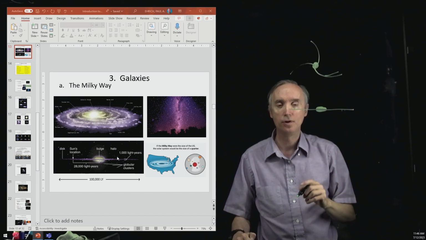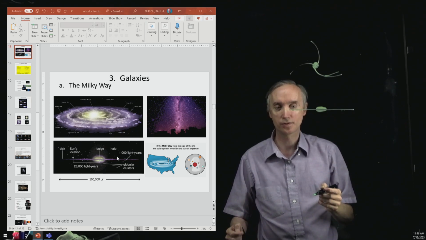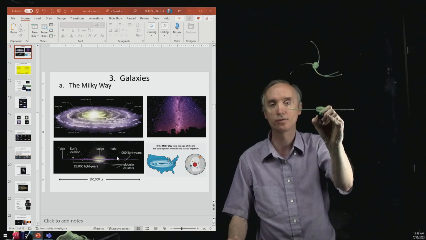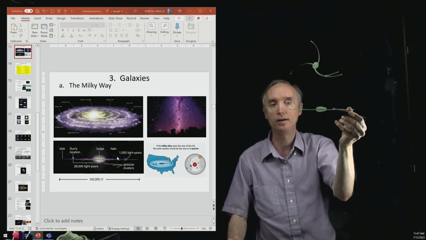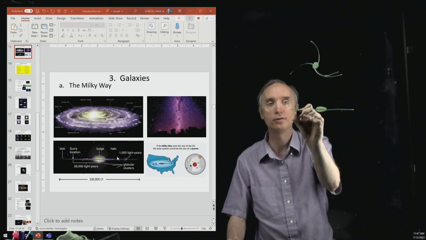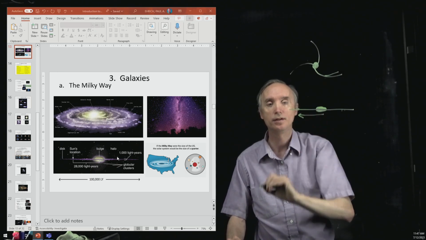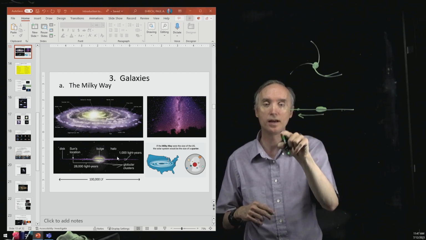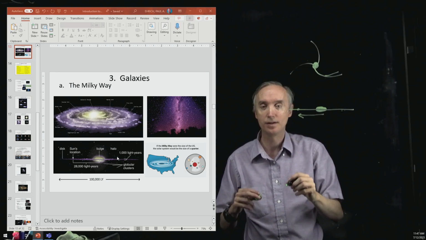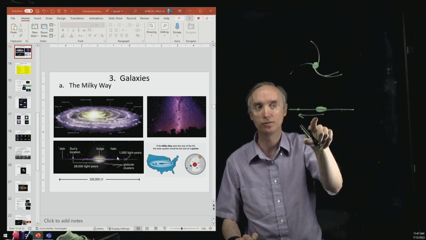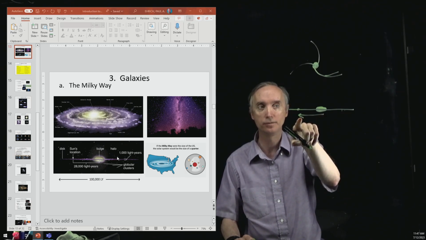You should know for the exam where the sun is located. The sun is not in the central bulge. It's located about 2/3 of the way out from the central bulge, or you can say that it's located 28,000 light years out from the central bulge. So 28,000 light years out to here.